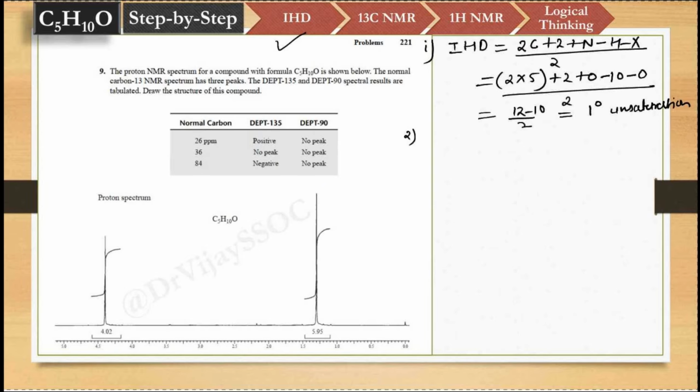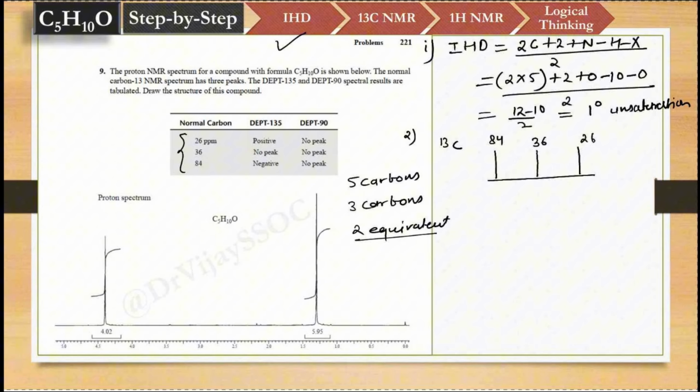Now look at the carbon NMR. There are 3 signals in the 13C NMR. So it is better to write it this way so that you can properly visualize things. This is 26 ppm, let's say this is 36 ppm, and this is 84 ppm. And 3 signals indicate that the molecule has symmetry, because there are actually 5 carbons, but you are seeing only 3 signals in the NMR. So this means that 2 carbons are equivalent.